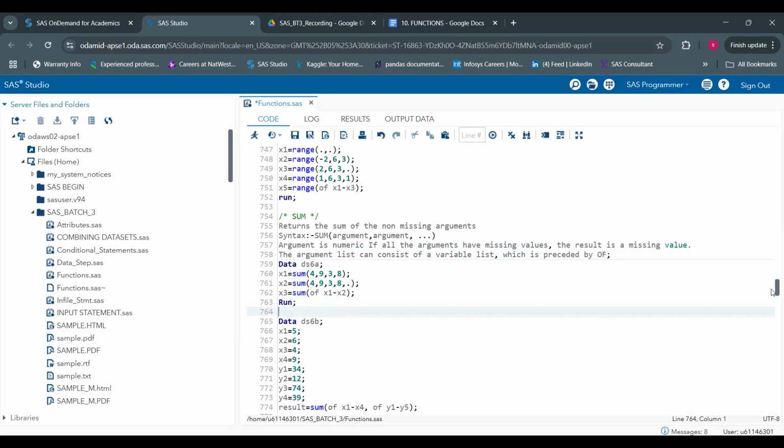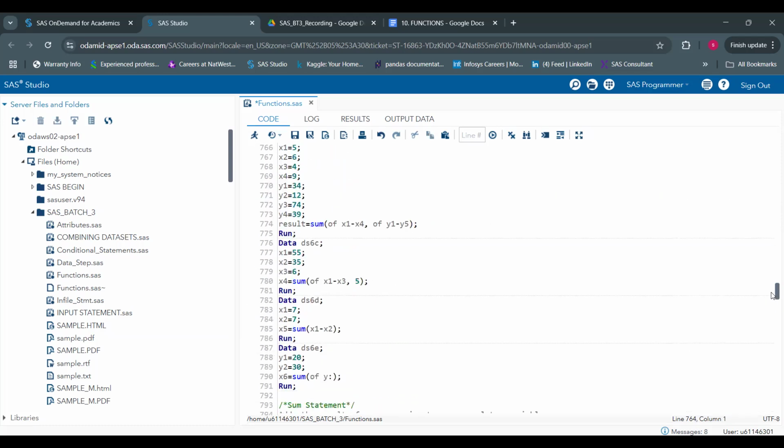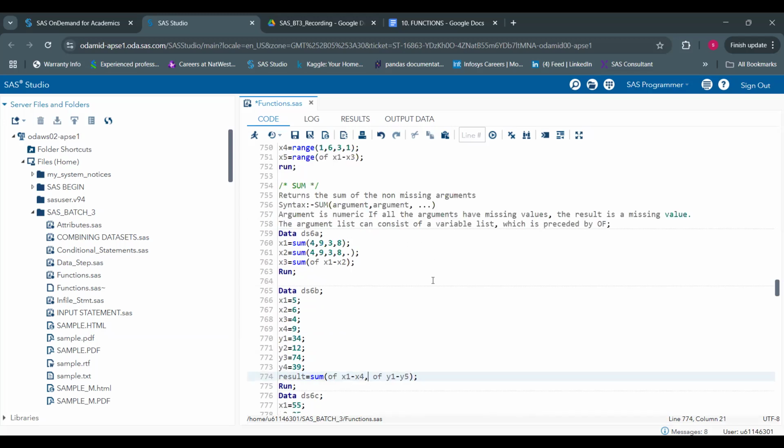Next one. So here, if you see sum of x1 to x4, comma sum of y1 to y5, which will eventually give the sum of all these numbers. Got it, ma'am?